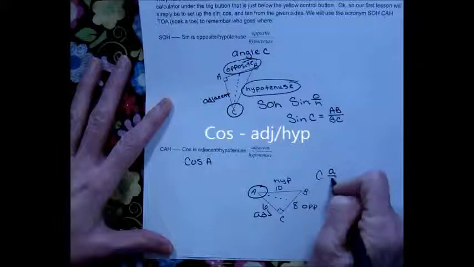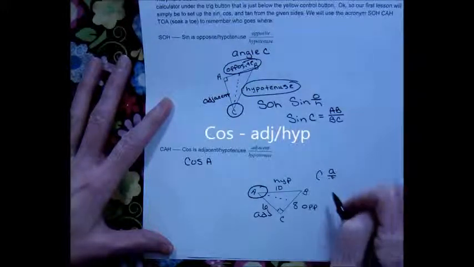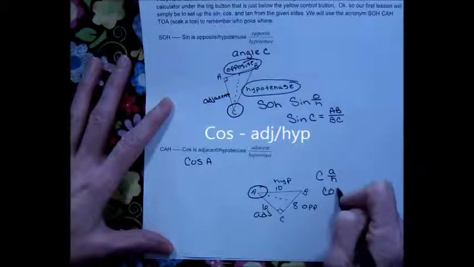So to find the cosine of angle A, I use CAH, adjacent over hypotenuse, and I've already identified those. So the cosine of angle A is 6 because it is adjacent, over 10 because it is the hypotenuse. And this fraction reduces to be 3/5. Make sure you reduce all fractions if they can be reduced.